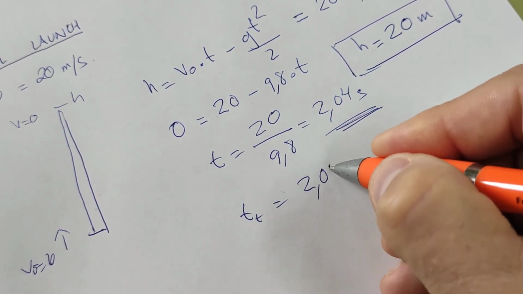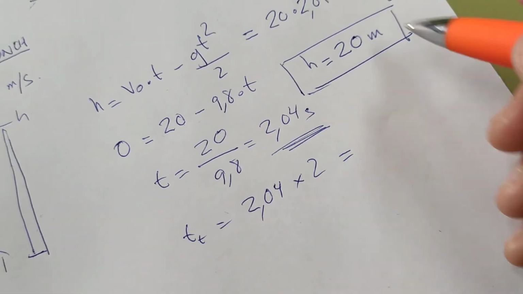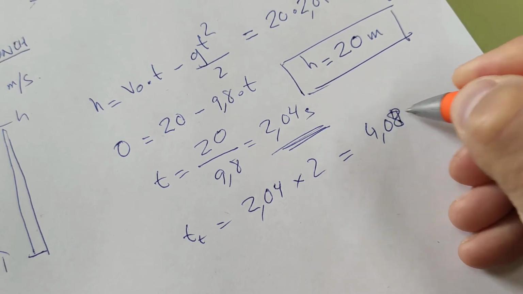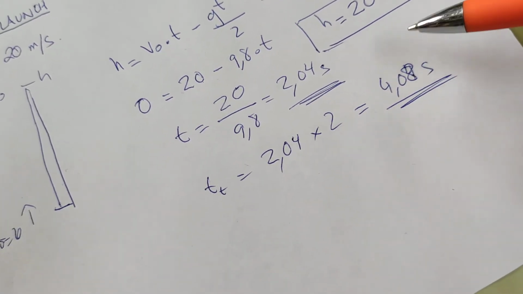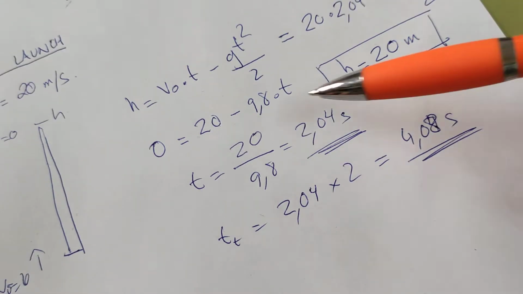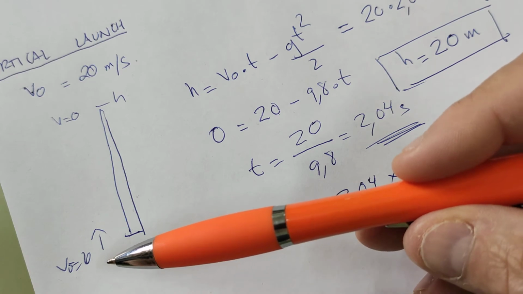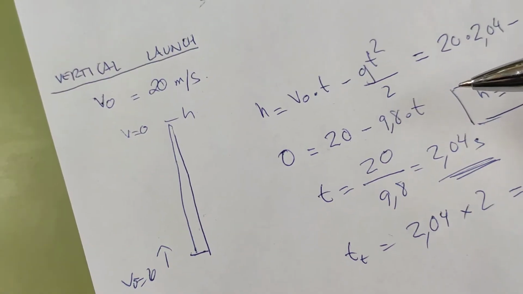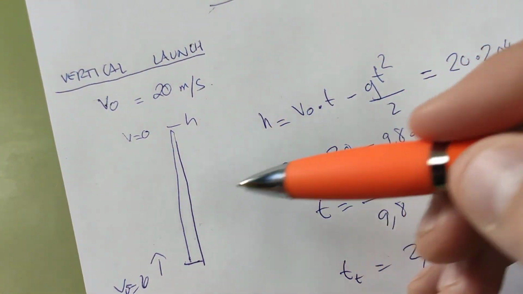Remember, as this motion is symmetric, the double of this time is the time taken by the rock to return to the ground. That's to say 4.08 seconds. And imagine you are asked, what is the velocity when the rock touches the ground? The same velocity we throw it up, 20 meters per second. Okay? That's all. Imagine you are asked, for example, in another point of the trajectory, what's the velocity?